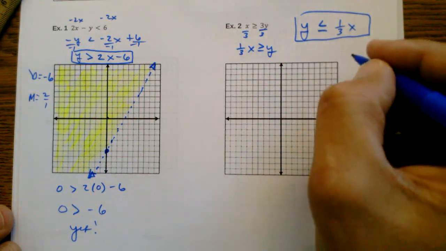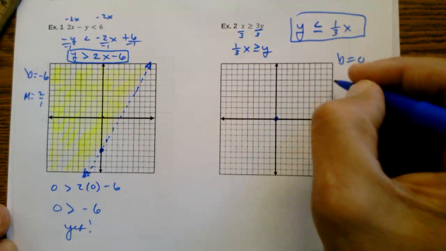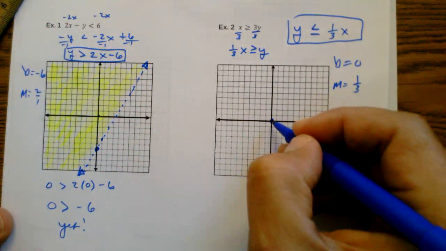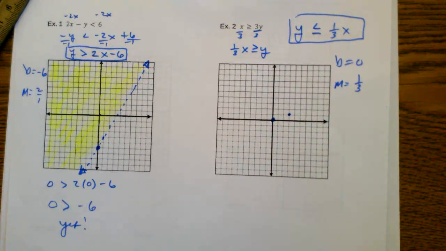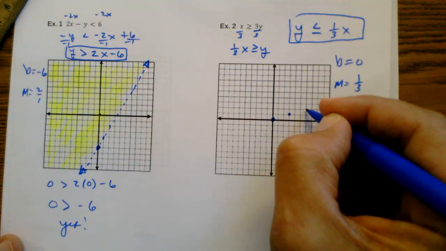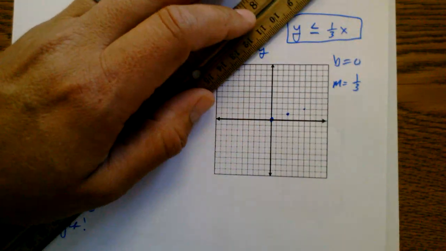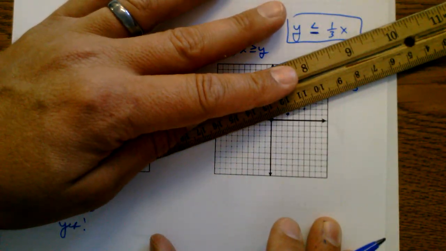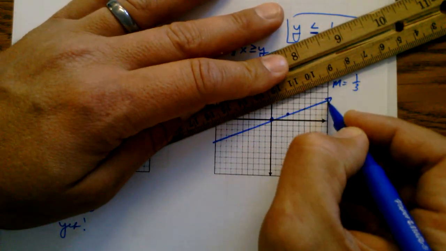So I'll go ahead and put my b, which is 0. I don't see anything back here. And then my slope is 1/3. That means I go from b up 1 over 3: one, two, three. If I want to do it again, up 1 over 3: one, two, three. It is an equal to on the bottom, so I'm going to make this a solid line. So go ahead and make that a solid line through those points.